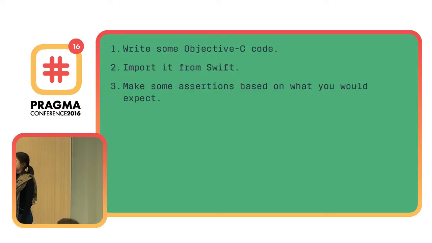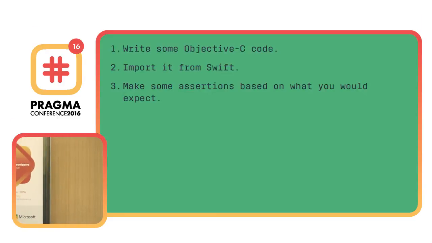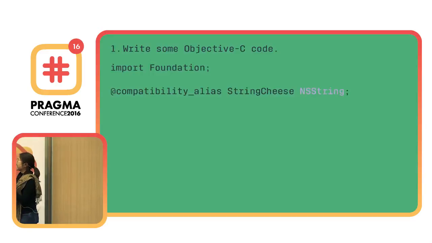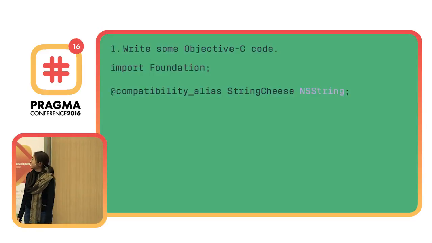Let's write some Objective-C code. When's the last time you wrote Objective-C code? I'm just going to import Foundation, and I'm going to write one line that's @compatibility_alias string cheese and a string. That is it. I'm going to keep it as simple as possible for the test.